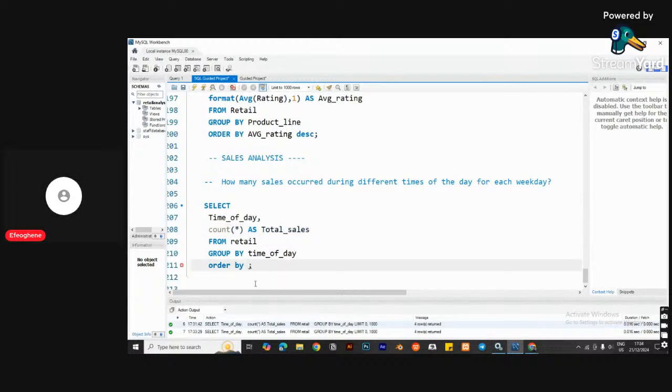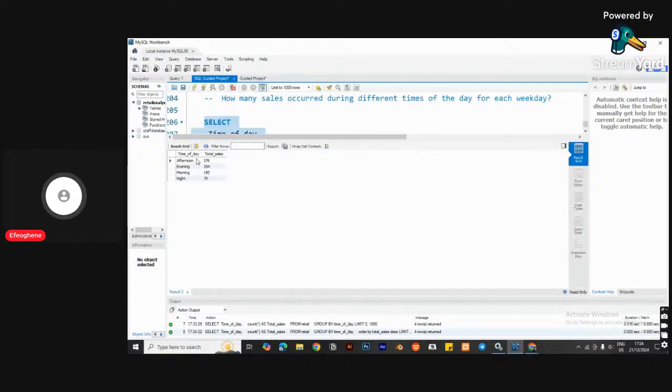So I think you should get to know that by now. So we say total sales. Okay, we'll put this as descending. By default, the workbench orders it in ascending order. All right, so we have afternoon as the highest sale here.